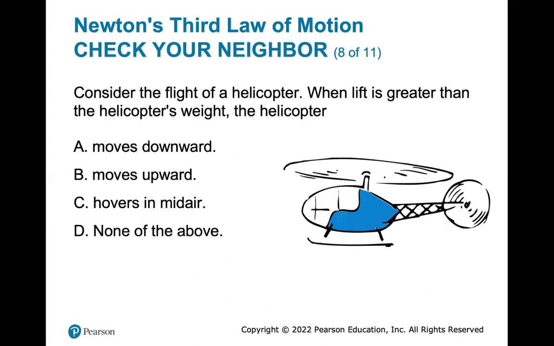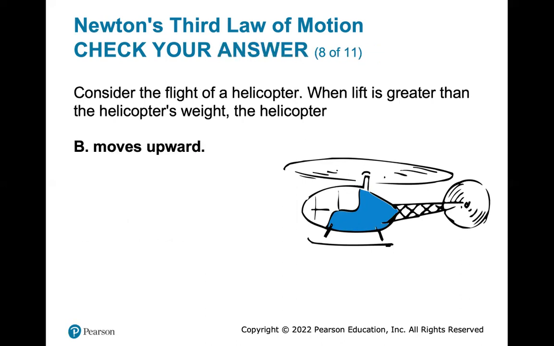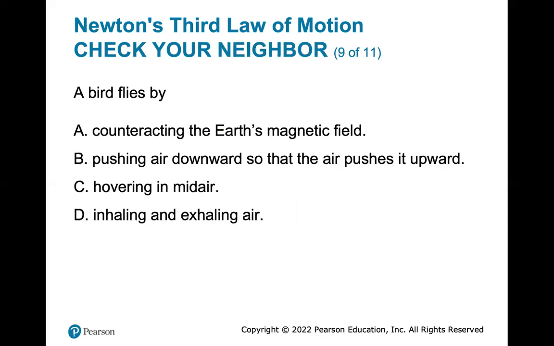Okay, consider the flight of a helicopter. When lift is greater than the helicopter's weight, the helicopter will move upward, move downward, hovers in midair, none of the above. Well, if the lift is greater than the helicopter's weight, it's going to move upward, B. And that's the case.